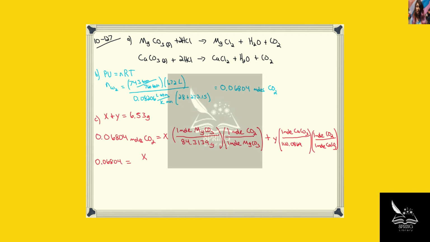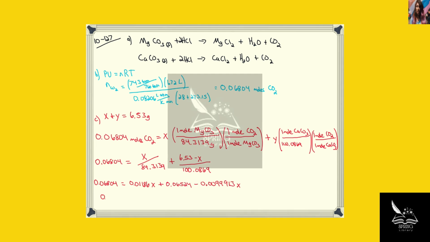So we can rewrite this, getting rid of the units so it looks a little simpler, and substituting in for y, rearrangement of this equation. Y is going to be equal to 6.53, bring over the x, minus x. Then what we will do is divide 84.3139 into x, and we'll get 0.0118x, and then divide this into both the 6.53 and the negative x, and we will get these two numbers here.